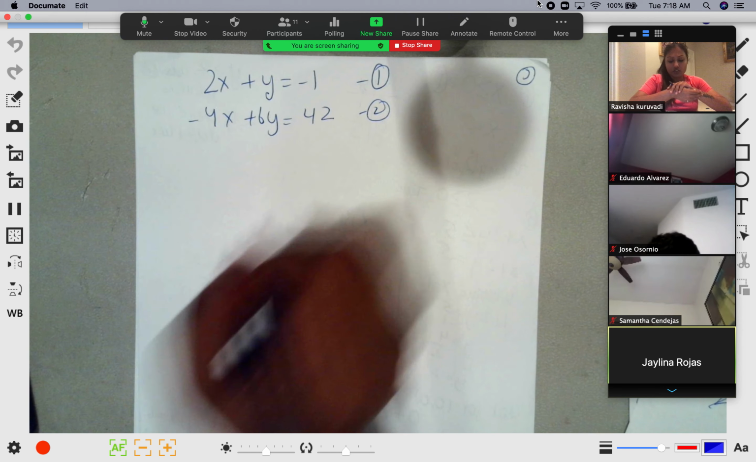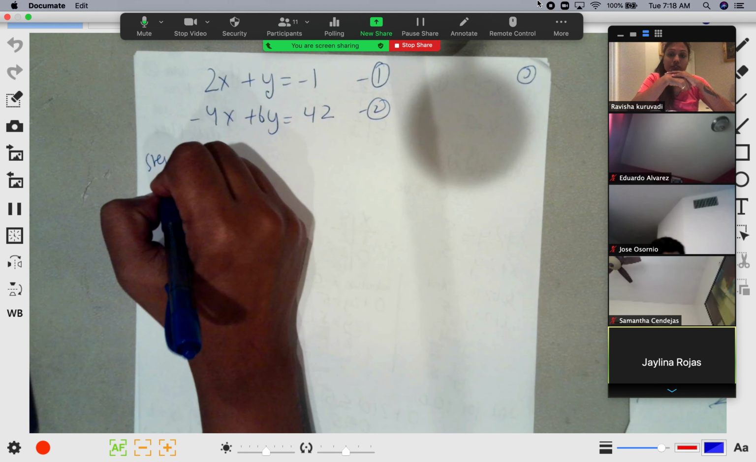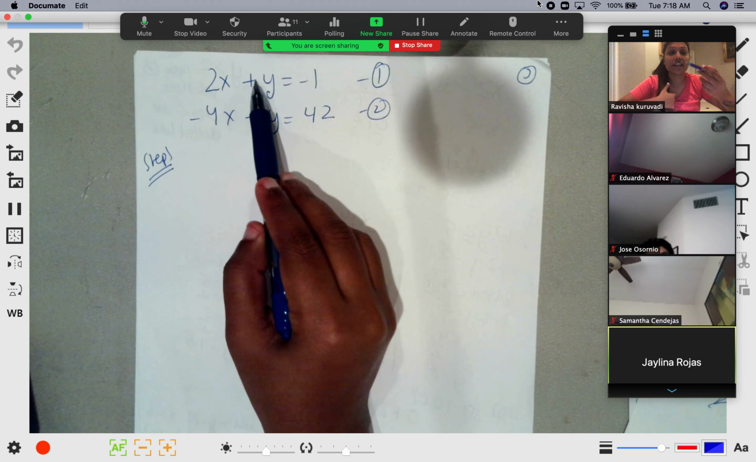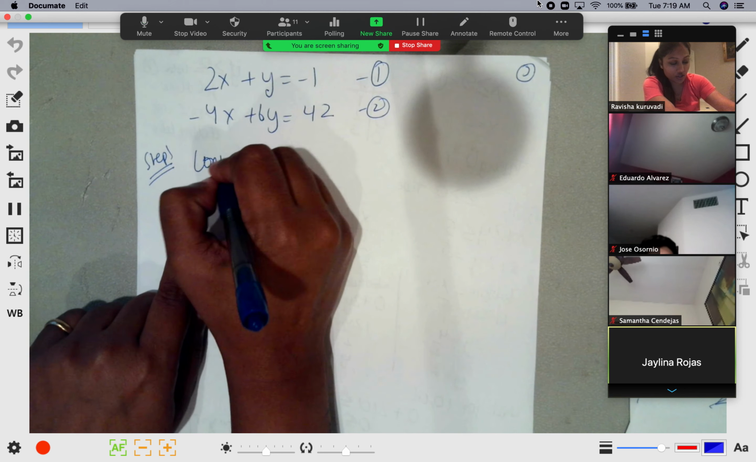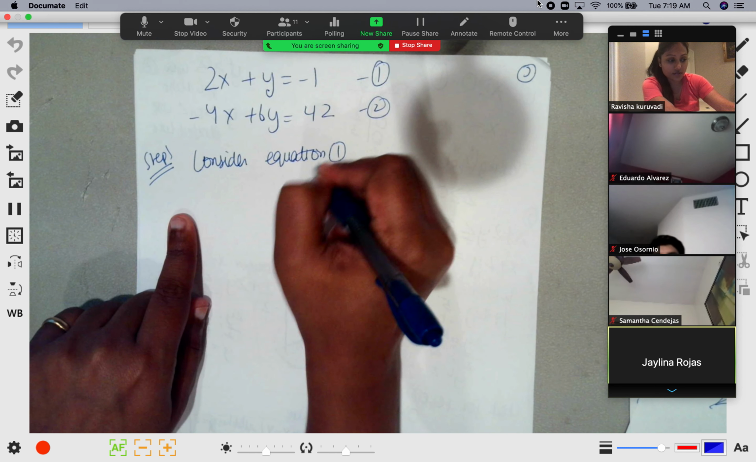Which equation do you want to consider? I want to use the first equation. Is there any particular reason you're choosing the first equation? I'm choosing it because y has a coefficient of 1. Perfect. Absolutely correct. It seems easier to use. I would suggest it makes your calculation much easier because you will not be dealing with fractions. Always consider the equation which has a coefficient of 1 or negative 1. So she's considering equation 1, and it was 2x plus y is equal to negative 1.